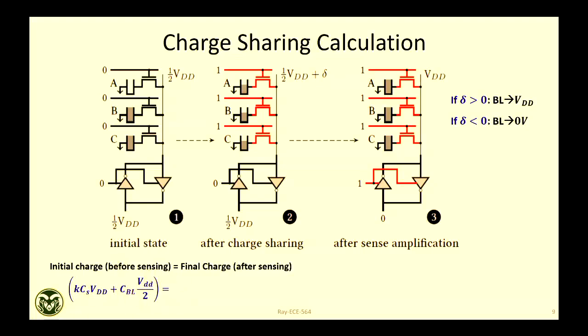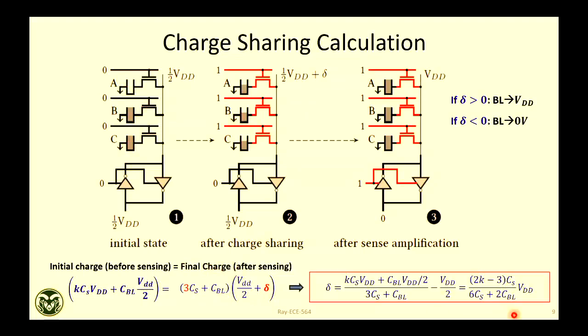And then in the final stage, what is your equation? Final stage, everybody is at the same voltage because we are in parallel. All 3 capacitors have to be at the same voltage as the bit line. So this is the final voltage, which is half VDD plus delta, right? The bit line and the cell capacitors will be at the same voltage, and this is the total capacitance. Total capacitance is 3 CS because there are 3 cells we are talking about, A, B, C, and the bit line. So now we can find what is delta. So this will be the equation for delta.